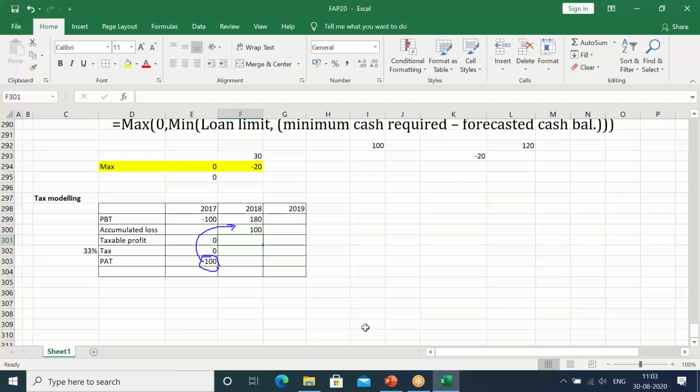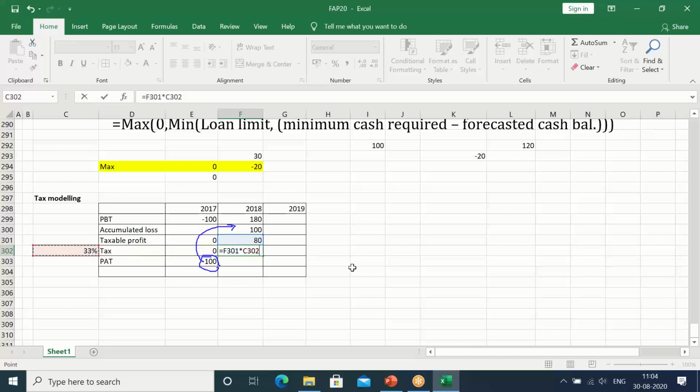Hello. So the income tax allows your accumulated losses to be offset with your profit in this year. So what does this mean? In 2018, you have earned a profit of 180 rupees, but you still have a carry forward loss of 100 rupees from the last year. Hence, your taxable profit, the profit on which you have to pay tax, is only 80 rupees.